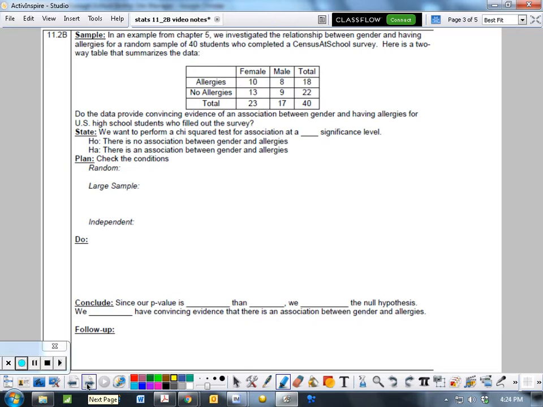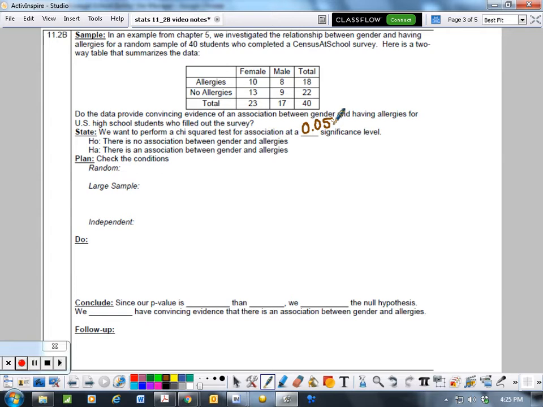So let's work through one. In an example from chapter 5, we investigated the relationship between gender and having allergies for a random sample of 40 students who completed a census at school survey. Here's a two-way table that summarizes the data. Do the data provide convincing evidence of an association between gender and having allergies for U.S. high school students who filled out the survey? So we want to perform a chi-square test for association. Oops, sorry about that. I thought I was back on pen mode. At a 0.05 significance level.